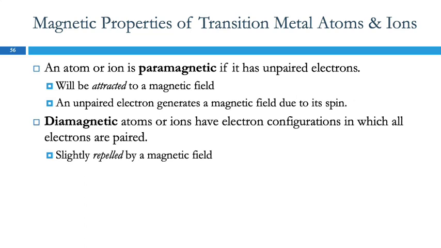So we have paramagnetic and diamagnetic, and this can be confusing. We've got the prefix para and the prefix di. And para, unfortunately, sounds a lot like pair, right? But it's not. Di definitely means two, right? So how did the animals enter Noah's Ark? 2 by 2. So diamagnetic, 2 by 2, all paired up.